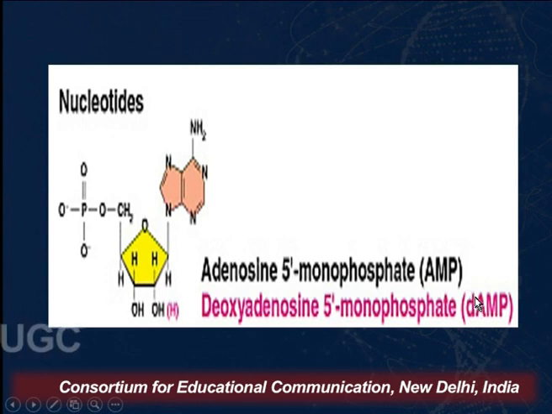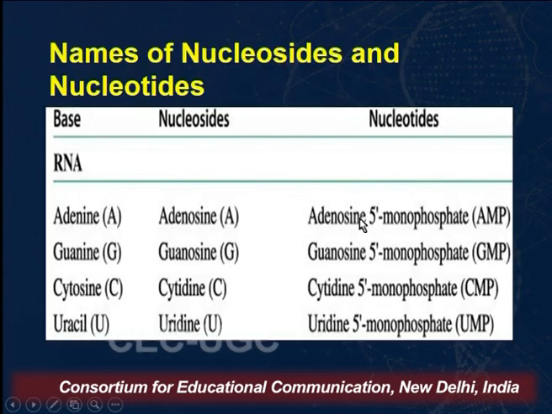And again, when we are writing D here, small d, it is indicating that the sugar present here is deoxyribose sugar. So this is how we are going to name the nucleotides. So let us look into the IUPAC names or the systematic names of the nucleosides and nucleotides.